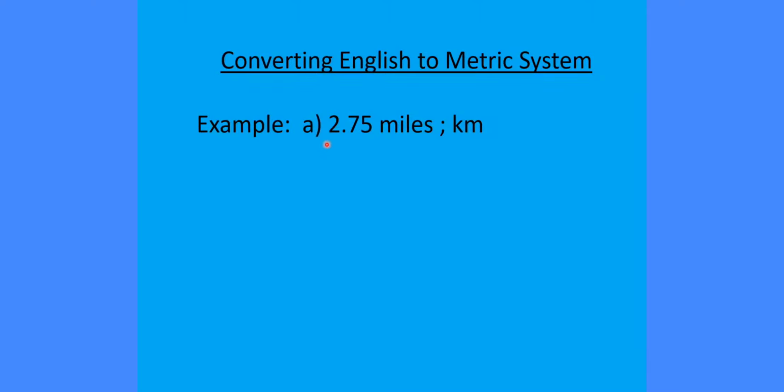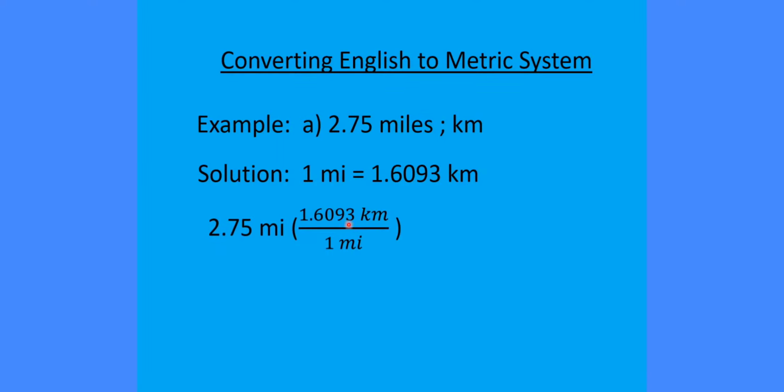Then converting English to metric system. Example, 2.75 miles will be converted into kilometer. The unit miles is an English unit of measurement, then the unit kilometer is a metric unit of measurement. Solution, 1 mile is 1.6093 kilometers. So the given value 2.75 will be multiplied by this ratio, 1.6093 kilometers over 1 mile. Cancel the unit, miles. Then the unit remaining is kilometer.